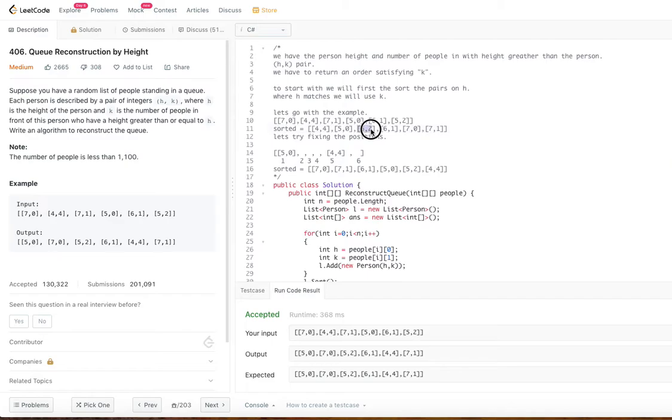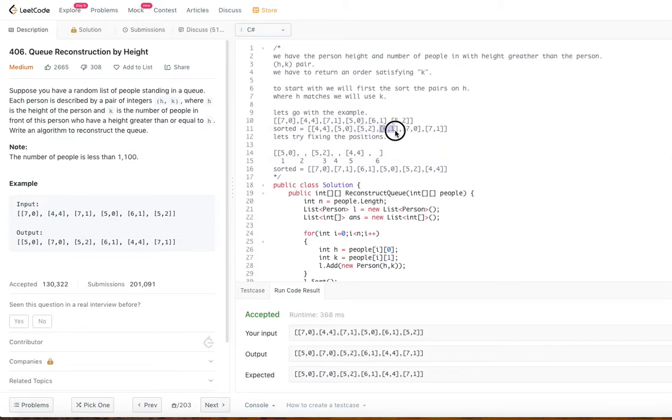Next, 5, 2. There must be 2 people whose height is greater than or equal to this guy. But there is already this guy whose height is 5 also, so one person is already there. As per the definition, there must be 2 people, which means this guy's position should be 3rd. So let's fix him at the 3rd position. Let me move this while we work it out. Yes, correct. So we pass through this one.